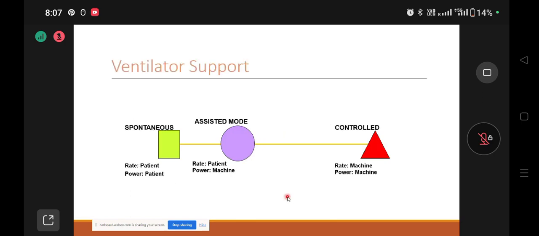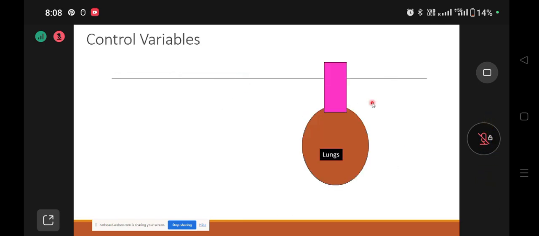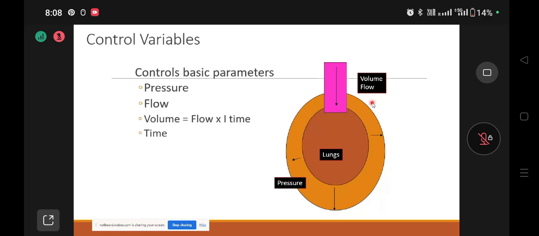Machine means ventilator. And there is another mode apart from these three modes, which is called assist control mode. In this mode, some minimum rate is provided by the ventilator. The rest of the additional respiratory rates are provided by the patient, and of course the support is given by the machine. So it's a combination of an assisted mode and a control mode. So this is what happens.